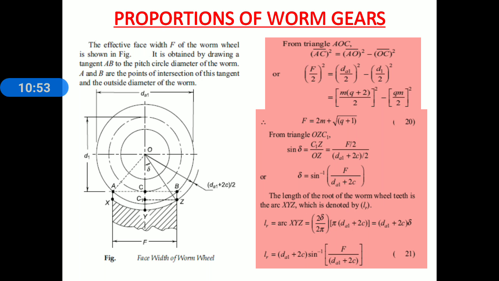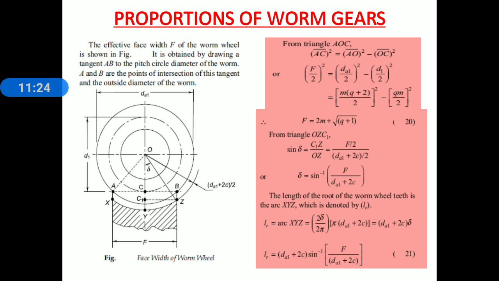Capital F is equal to 2m into, mistakenly a plus sign is present there. The plus sign is completely wrong. A multiplication sign is present, multiplication sign is considered there. Effective face width of a worm wheel, capital F is equal to 2m into under root q plus 1. Consider equation number 20. This expression is very important. Effective face width of worm wheel.